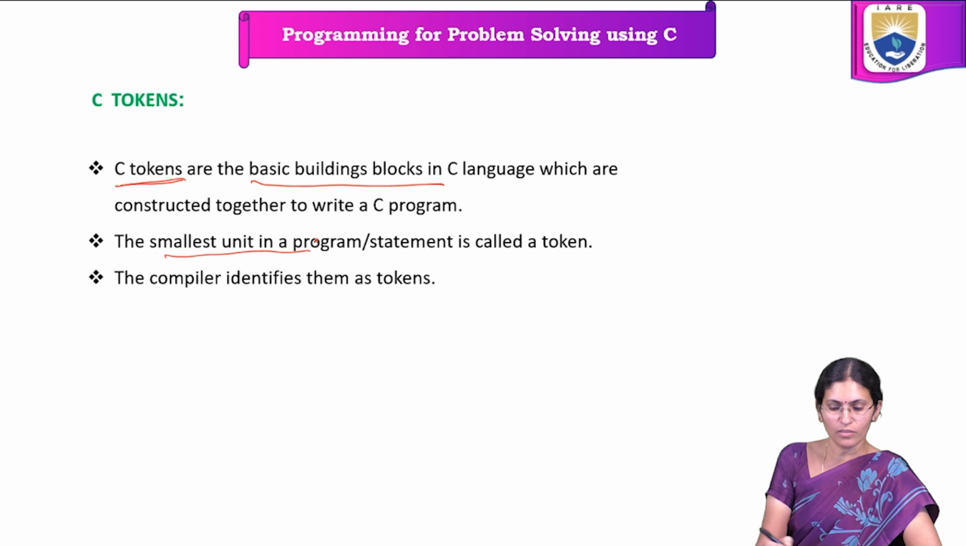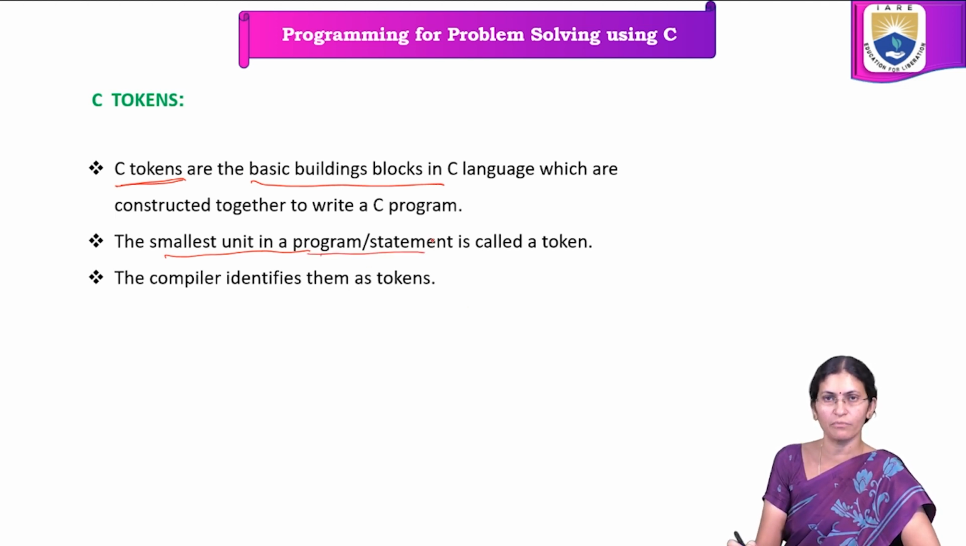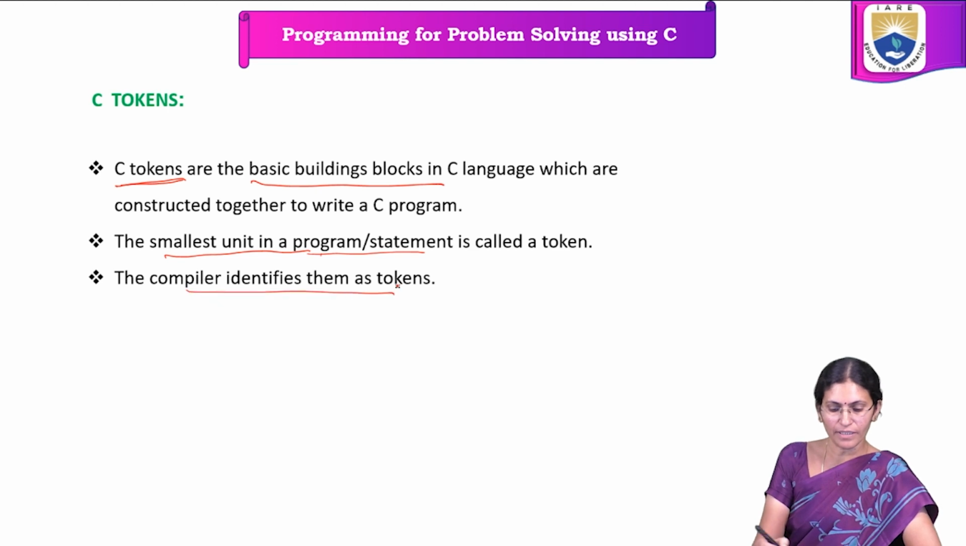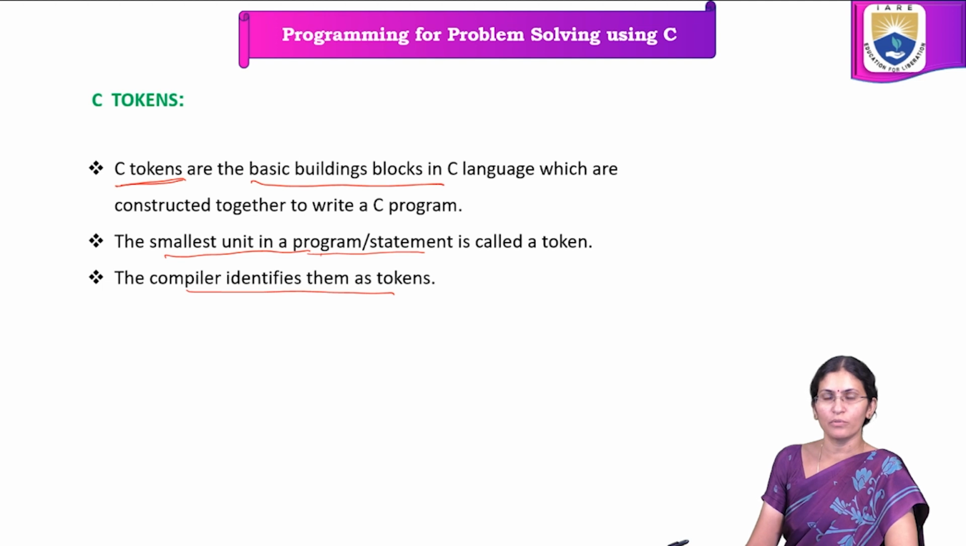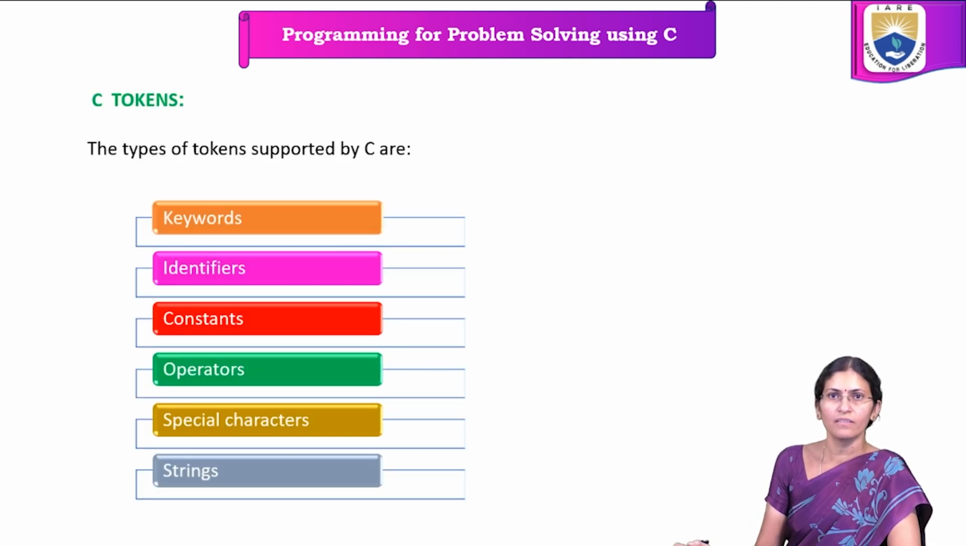In other words, you can say that it is the smallest unit in a program or statement, and the compiler identifies them as tokens. Now let us see what are the different types of tokens available in C. These are the different types of tokens supported by C: keywords, identifiers, constants, operators, special characters and strings. Now let us discuss each one in detail.